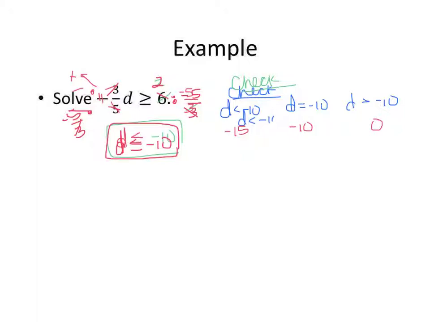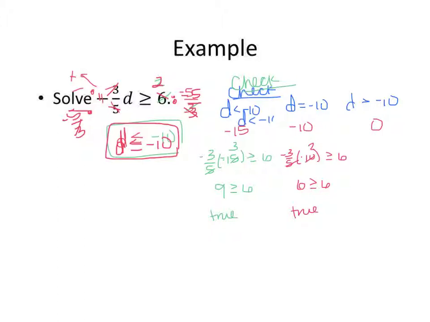So remember, you check in the original inequality. This is going to be negative 3/5 times negative 15 is greater than or equal to 6. This reduces, that becomes a 3. Positive 9 greater than or equal to 6. Is that true or false? That's true. Okay, and then we go on to negative 10, so we're going to have negative 3/5 times negative 10. Again we're going to reduce. We get a positive 6. Is that greater than or equal to 6?